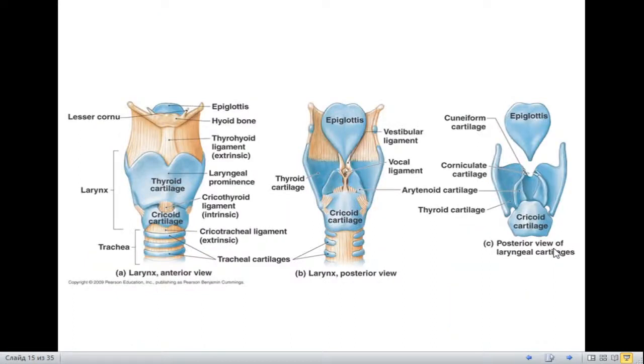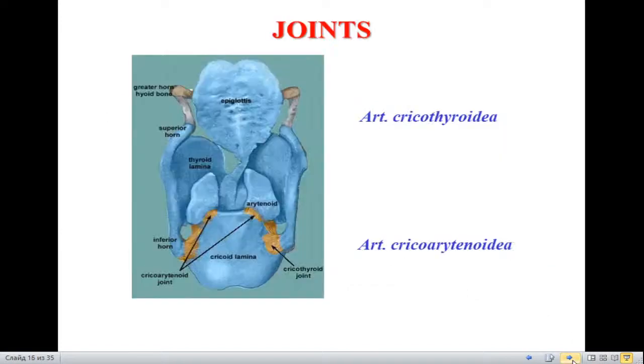Here you can see the structure of the larynx, and here you can see the two joints of the larynx, which are the cricothyroid and cricoarytenoid joints. So movement in these joints helps us to produce the sound.